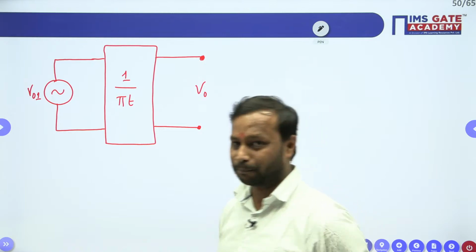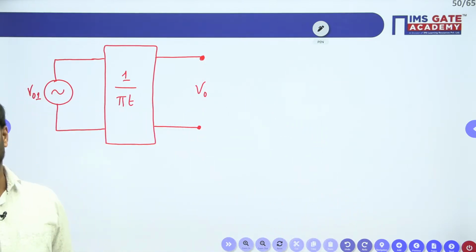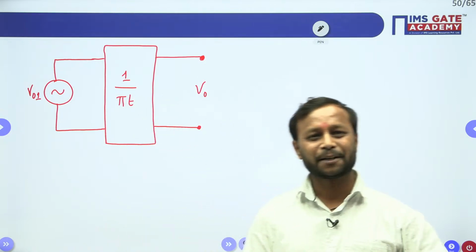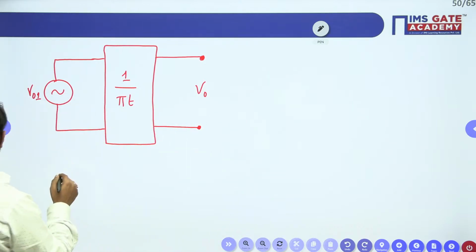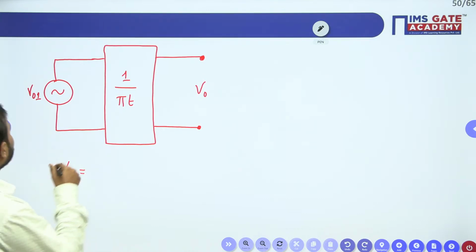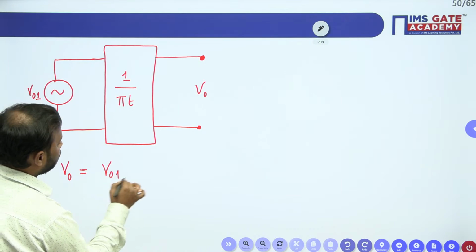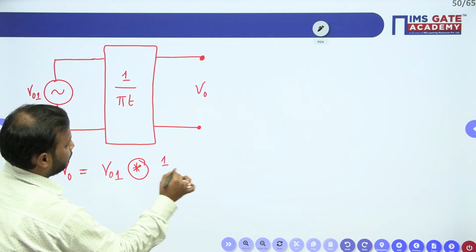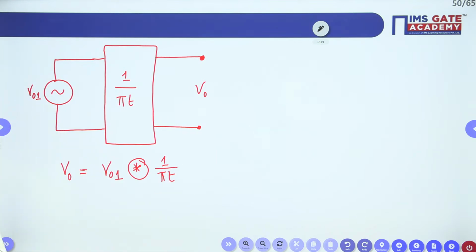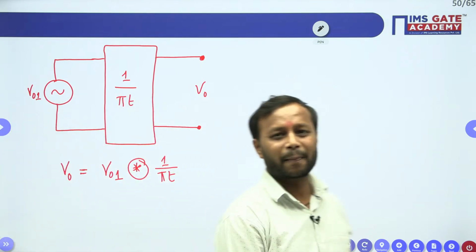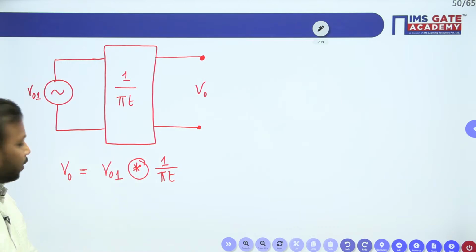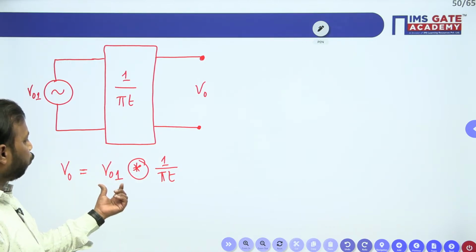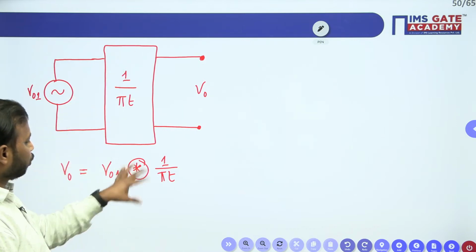In which subject have you seen it? If you know this, then definitely you will have the answer at your fingertip. Okay. So this output voltage V0 is given as V01 convolution 1 upon pi t. Signal. Excellent, Vipin. Excellent. So if you know this, then definitely you will have the answer. All right. So this V0 will be V01, which is the input for this system, convolution 1 upon pi t.